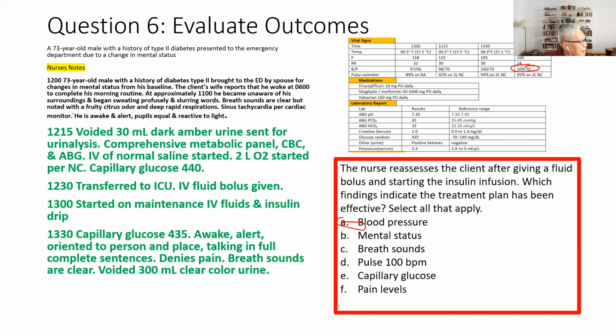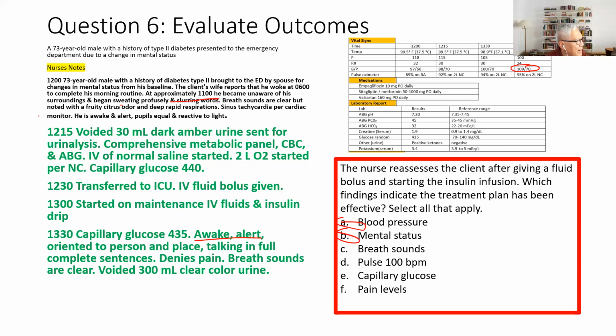The mental status. So you remember that when he came in, he was slurring the words. At 12:15, at 13:30, he's now awake, alert, and oriented. So does that mean to say he's better? Yes. And the breath sounds.